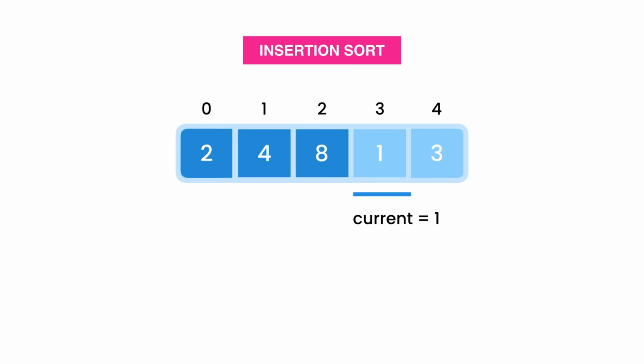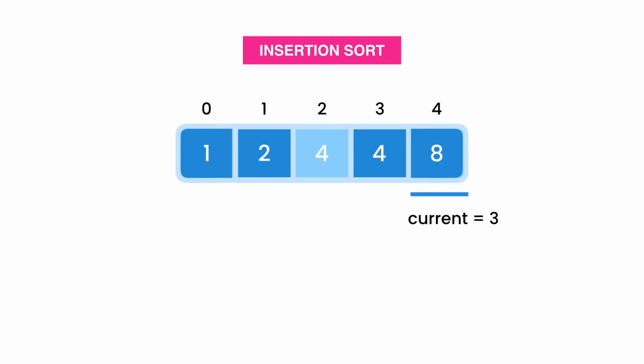Again, we should shift all the greater items to the right to open space for 1. Here we should shift 8, 4, and 2 to the right because they're all greater than 1. Now we insert 1 in the correct position. We're almost done. One more time. We read 3 and shift all the larger items that we have seen to the right. Now we insert 3 at the correct position, and we can see our array is fully sorted.